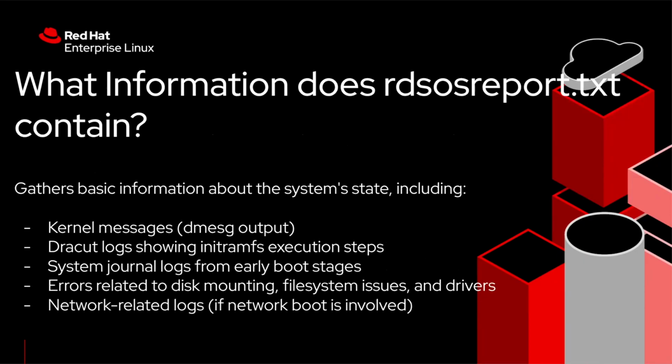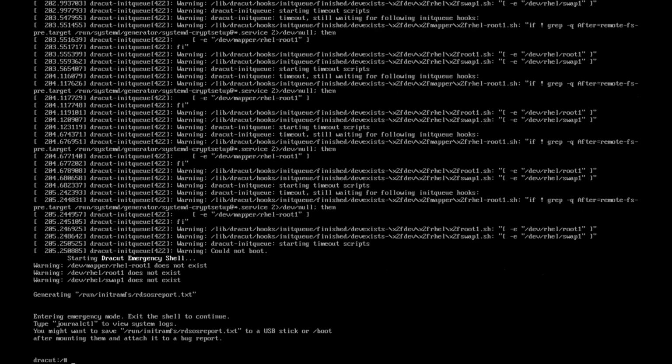What information does rdsosreport.txt contain? Kernel messages, dracut logs showing initramfs execution steps, system journal logs from early boot stages, errors related to disk mounting, file system issues and drivers, and network-related logs if network boot is involved. Now let's see a demonstration on how to collect rdsosreport.txt in emergency mode.